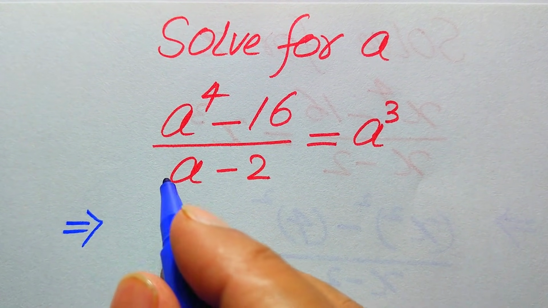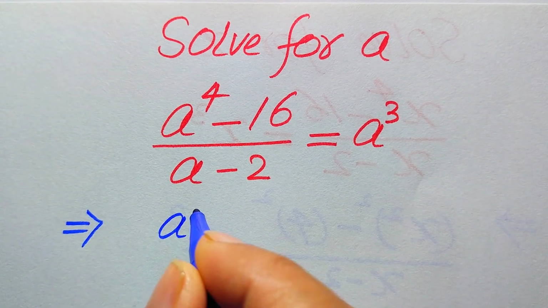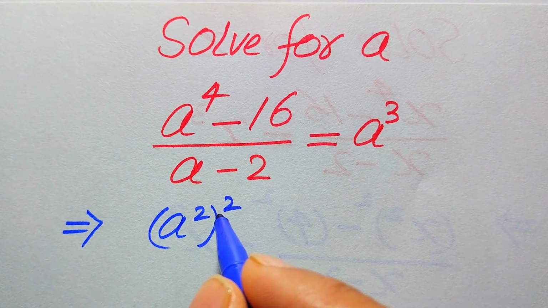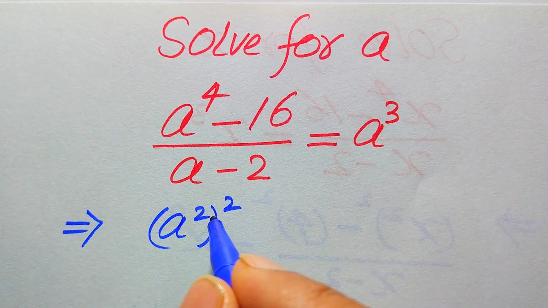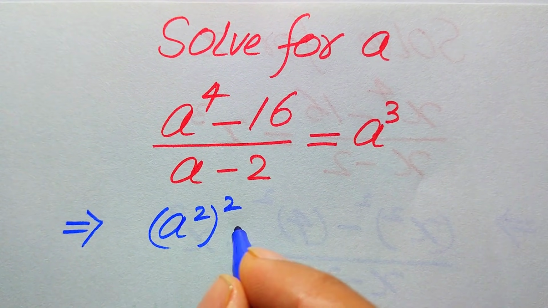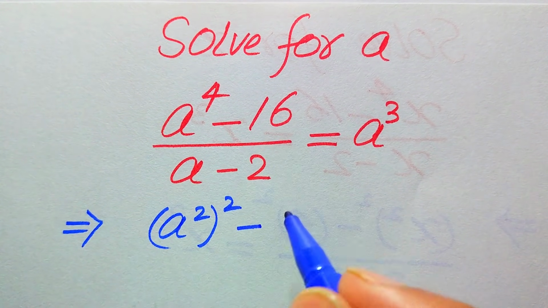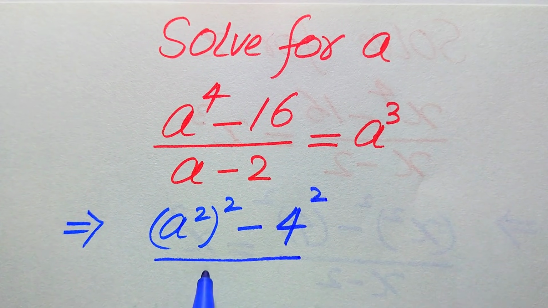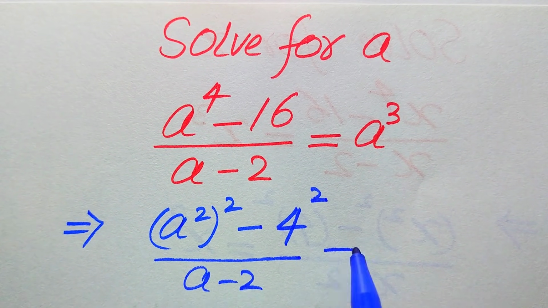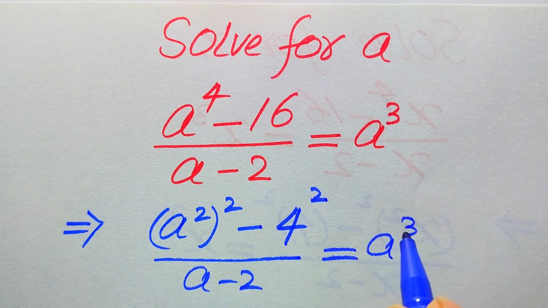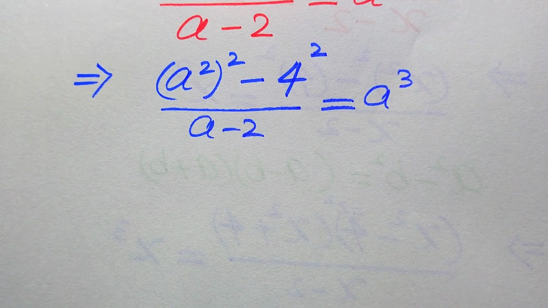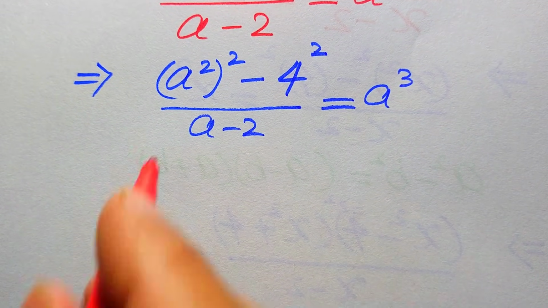The very first thing we are going to do is rewrite this equation. Here we write a to the power of 4 as (a square) whole square. We know that when you have an exponent to an exponent, the two exponents are multiplied, and we again get a^4. Minus, we write 16 as 4 square, divided by a minus 2 is equal to a cubed. So further, in the next step, we use a nice algebraic formula on the numerator of the left hand side.